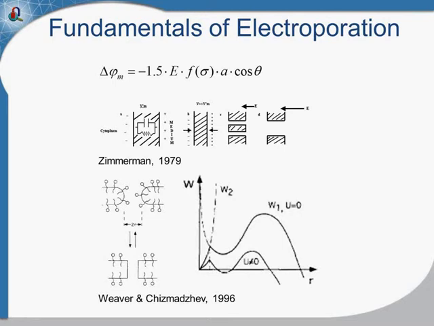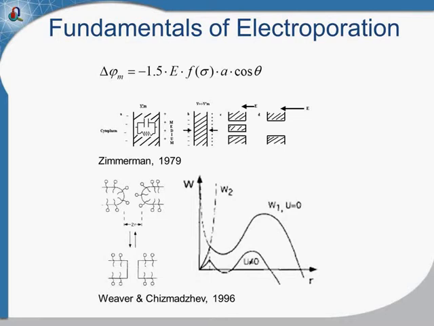Now, what happens once we apply the field on the membrane and we cause this increase in transmembrane potential? There are several hypotheses. The first one was proposed by Zimmerman in 1979. He suggested that we can look at the membrane as an assembly of resistors and capacitors, and once we apply a very high field, we actually cause the breakdown of the capacitor. However, this hypothesis did not stand up to the experimental data, and that's why there was a need for a new hypothesis of what's going on there.